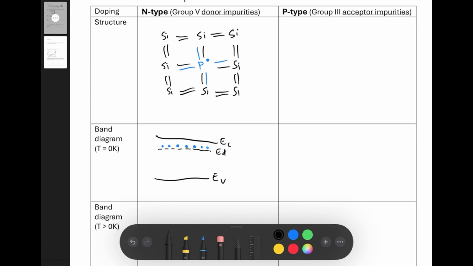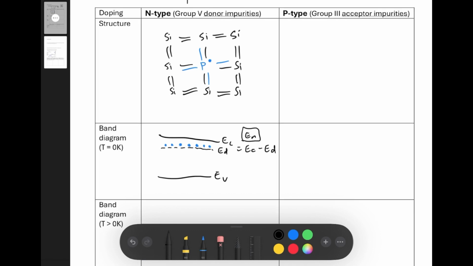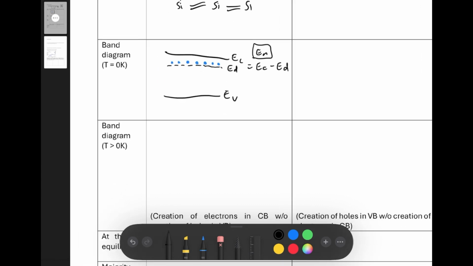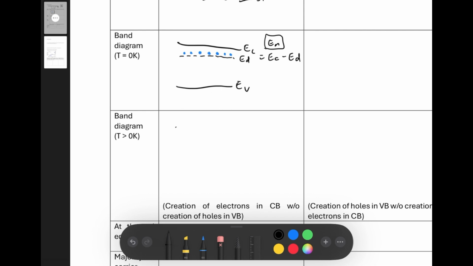These electrons are bound by the donor binding energy, En, which is of course equal to Ec minus Ed. In order for these electrons to be excited to the conduction band, they need to gain En of energy. Okay, so that's at 0K, and now let's look at how it looks if the temperature is larger than 0K.